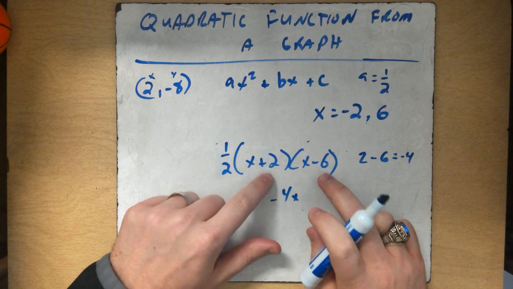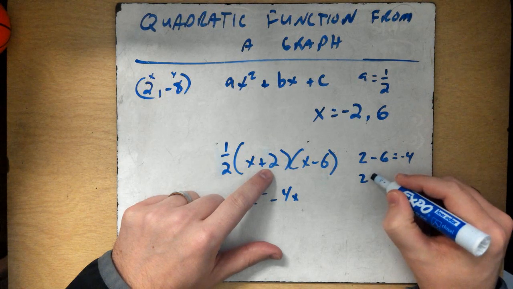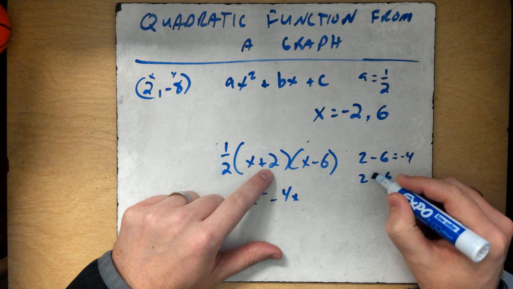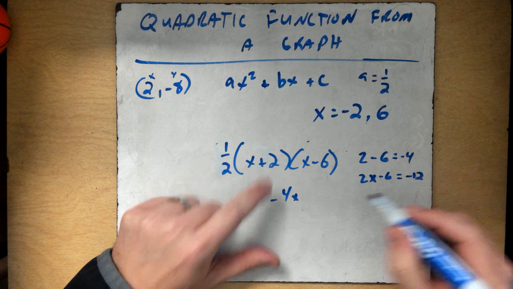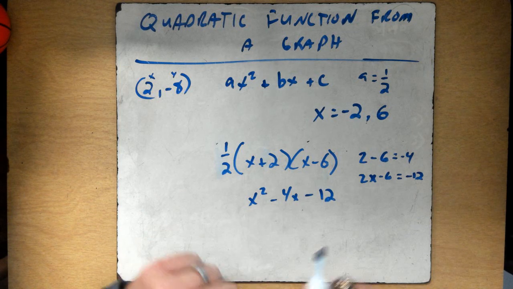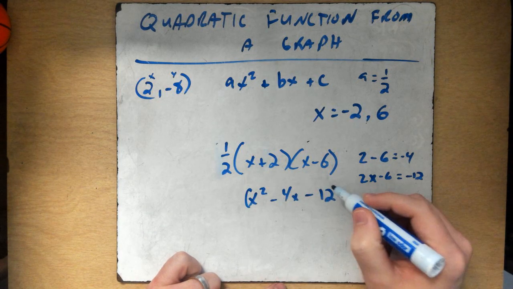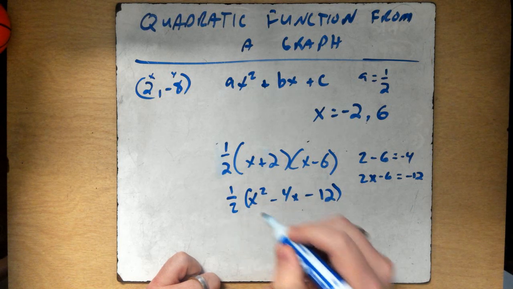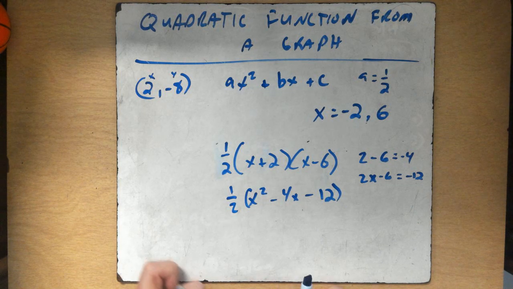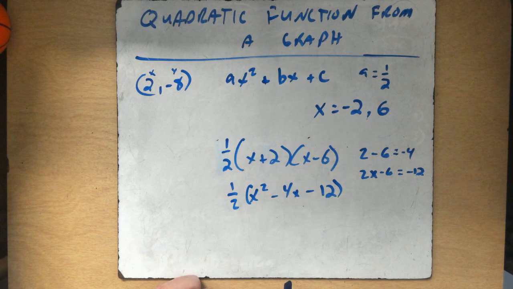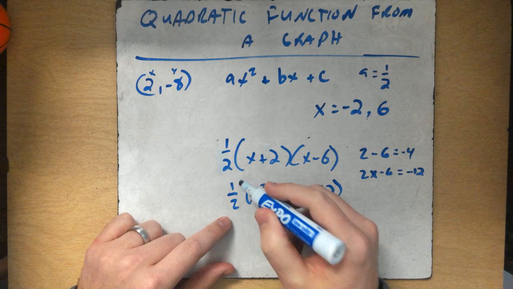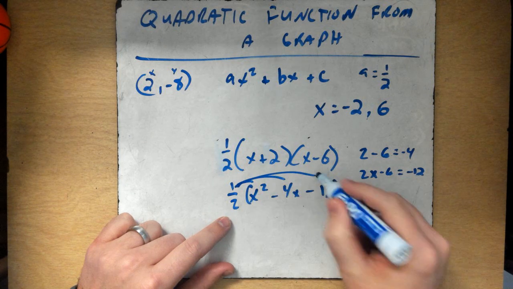And in my last term, I'm going to multiply the numbers. 2 times -6, I'll just put the times there so you know. 2 times -6 equals -12. A -12 will go there. Bring down my 1/2, put that in parentheses. And my last step is to multiply my 1/2 by all the things here. So my 1/2 will multiply by here, here, and here.